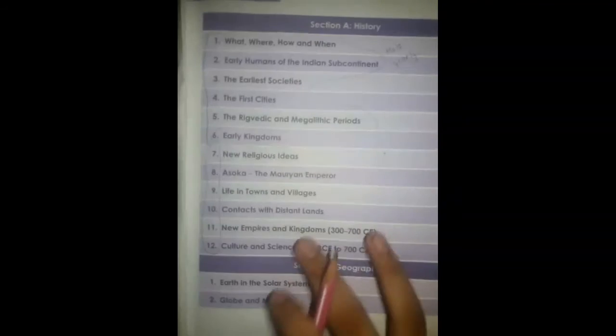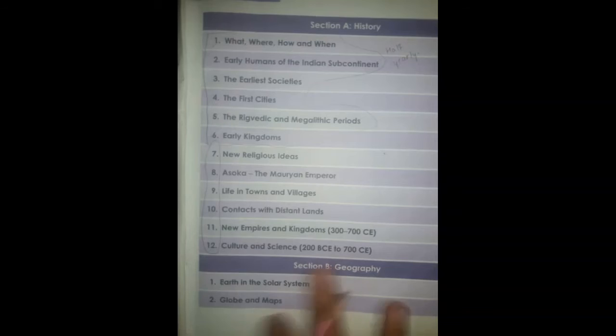I'm doing this for myself. Half yearly, and the rest will come in the final year. So chapter 1 to 6.